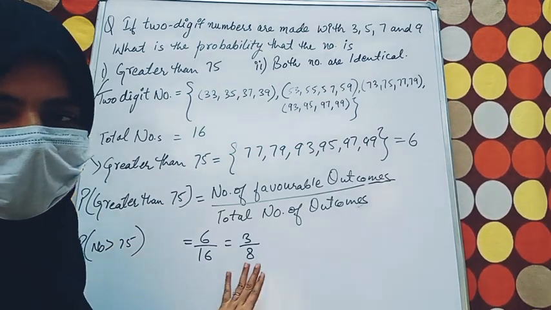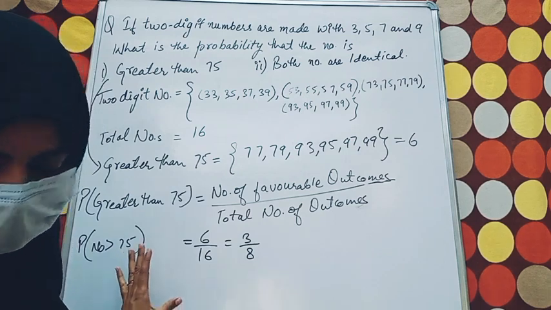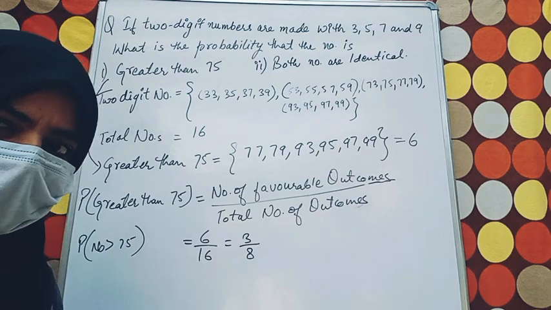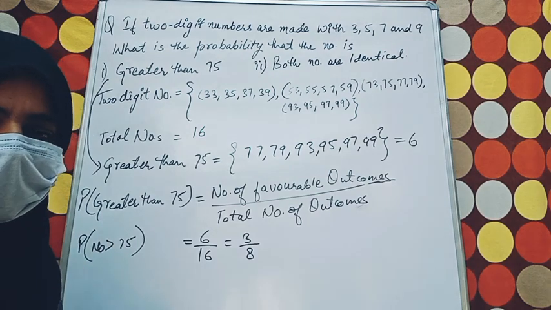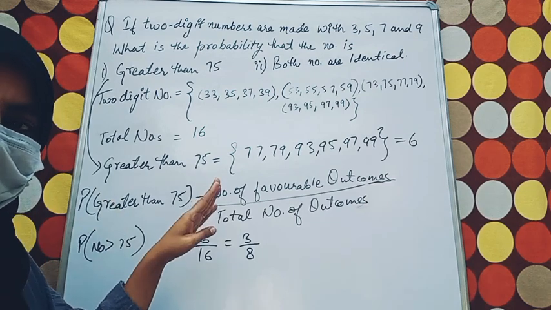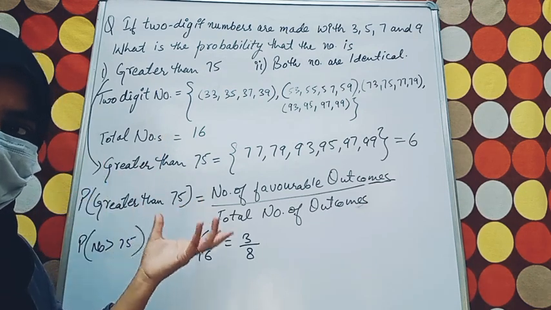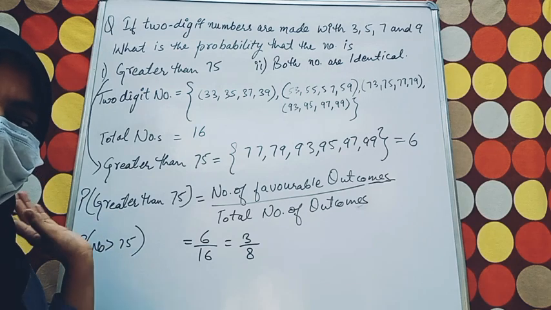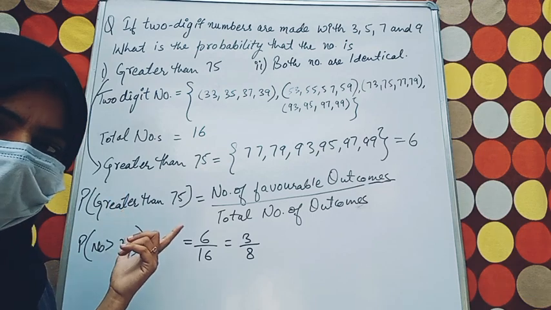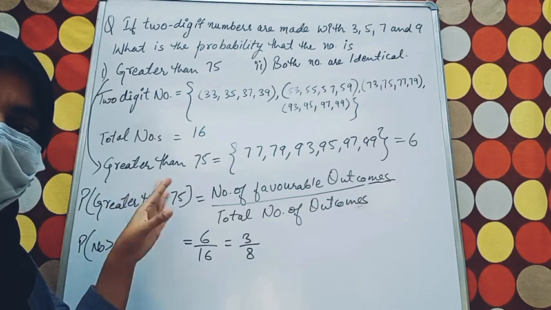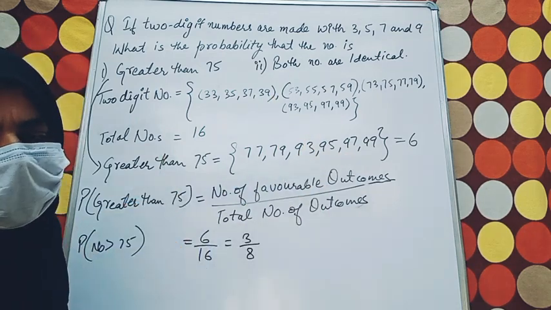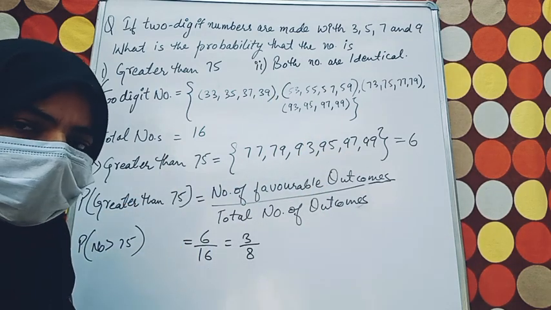I hope this one part is clear to you all. What did we do? First we followed the question. Always while doing questions, always follow what the question is saying. Then only try to solve it. First we made the 2 digit numbers, as the question said. Then we read out the condition: greater than 75. So we directly jumped to 75, saw which numbers are greater than 75, and then put the values in the formula.